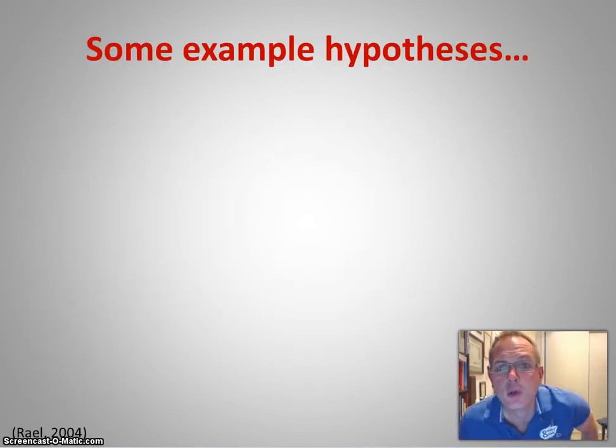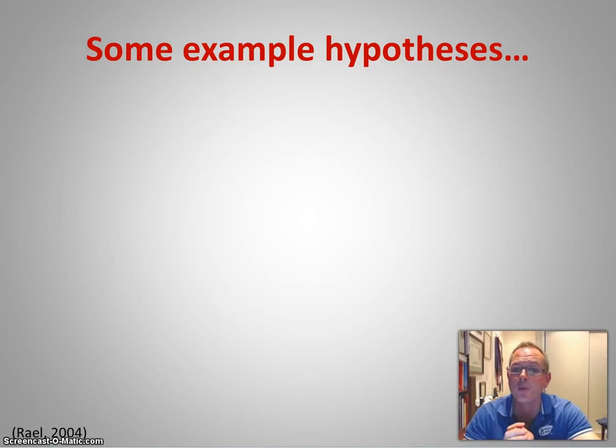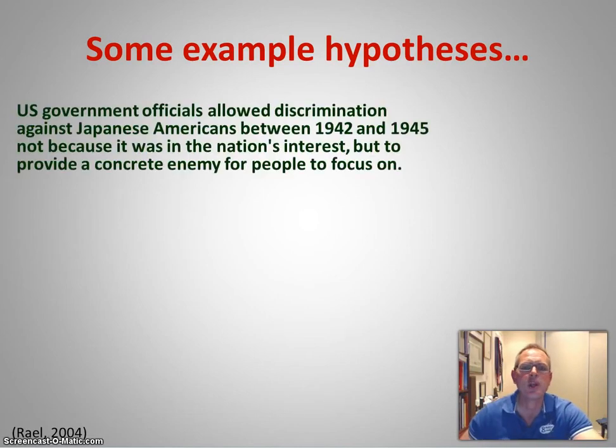It's probably good now to have a look at a few hypotheses that have been written by, I guess, students around the world who are quite expert. And many of these examples have been adapted, again, from Bowdoin. So let's look at our first one. US government officials allowed discrimination against Japanese Americans between 1942 and 1945, not because it was in the nation's interest, but to provide a concrete enemy for people to focus on.